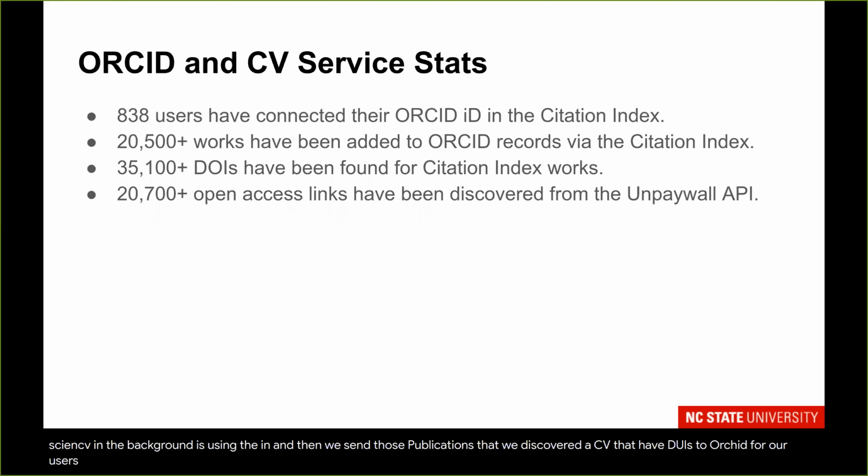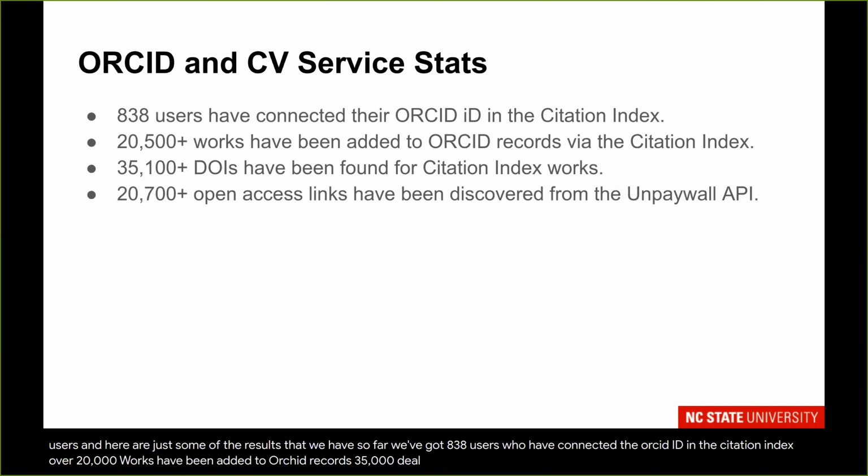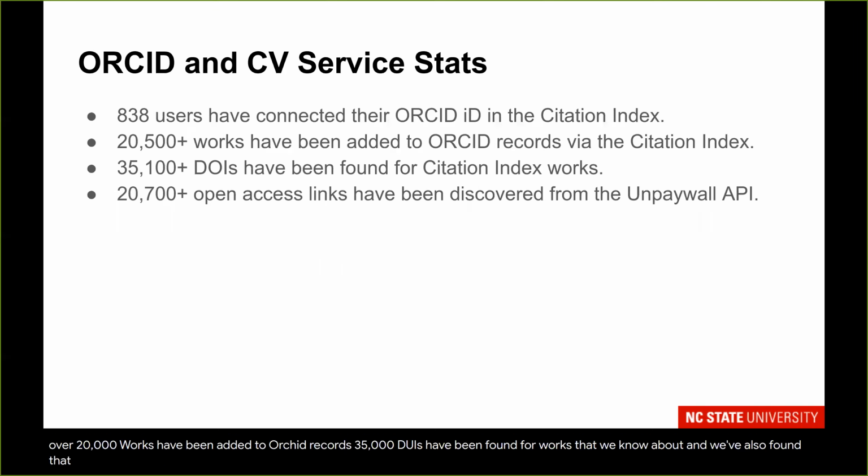And here are just some of the results that we have so far. We've got 838 users who've connected their ORCID ID in the citation index. Over 20,000 works have been added to ORCID records. 35,000 DOIs have been found for works that we know about. And we've also found that 20,700 open access links are also available once we discover those DOIs.